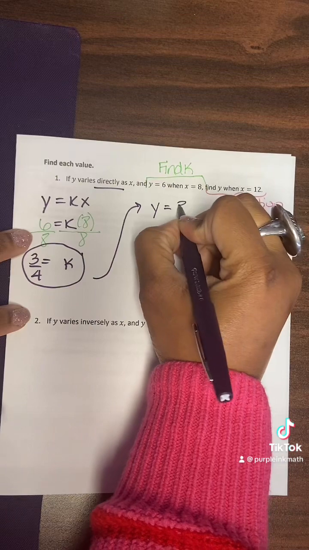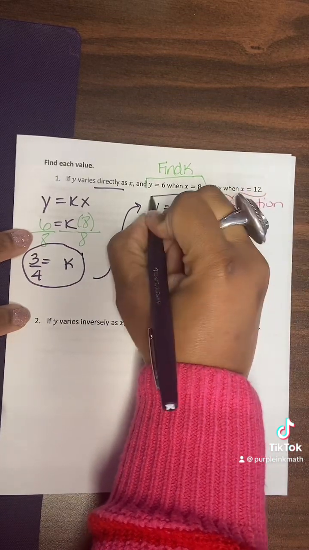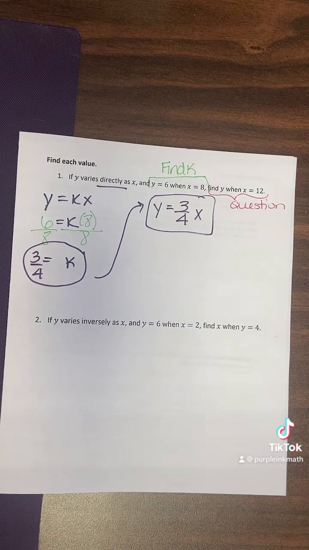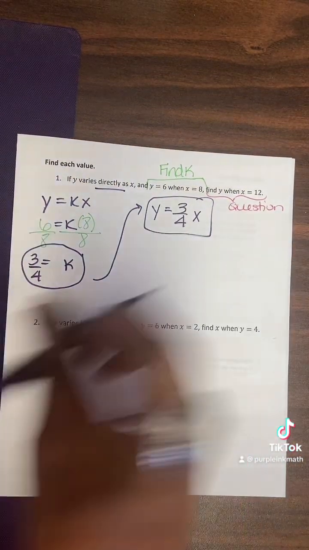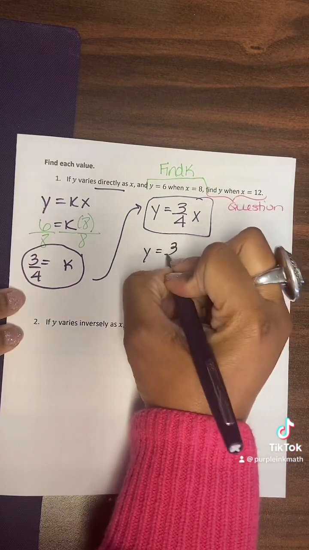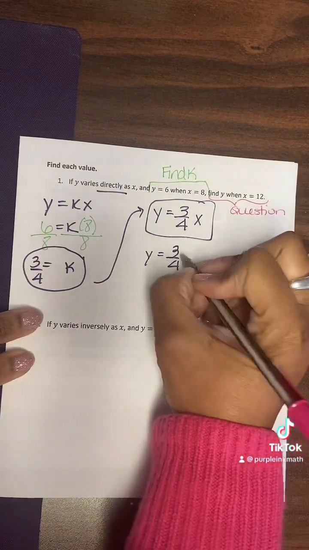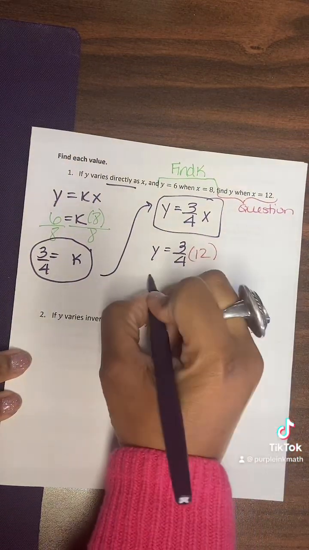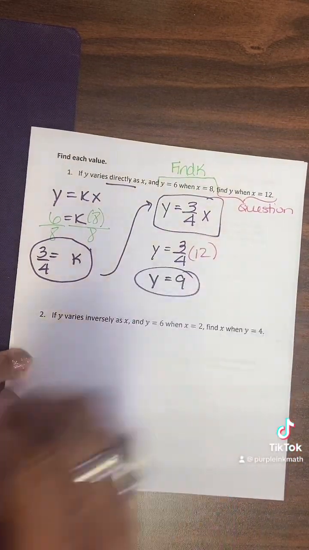Now that I know what k is, now I can get an equation to answer the question. So I have y equals 3/4 x. So this is the equation I'm going to use to answer the question. So now they said find y when x is 12. Well, that's cool. So I'm looking for y. They told me that my x was 12. So now I'm just going to multiply. 3/4 times 12, y is 9.